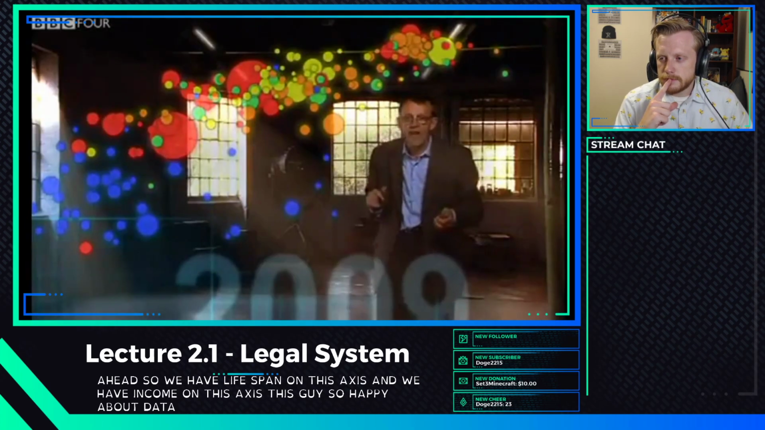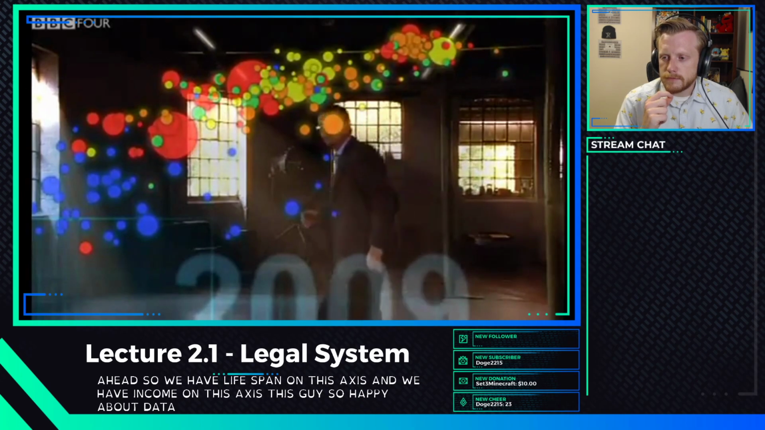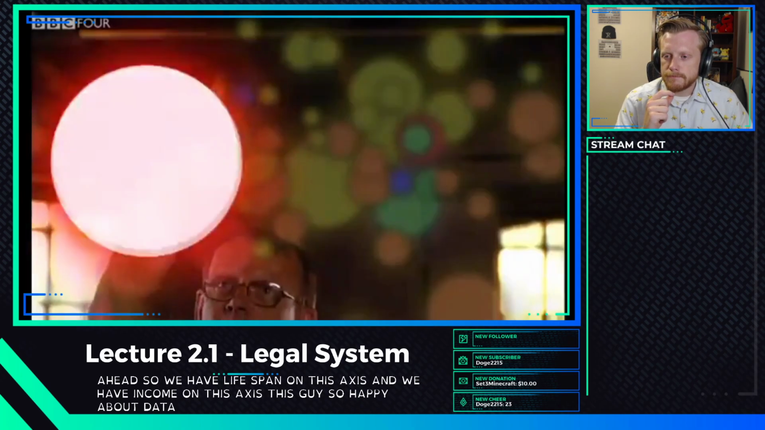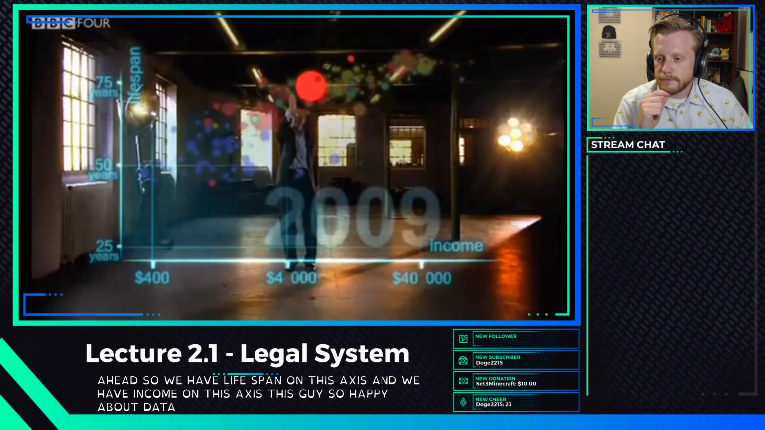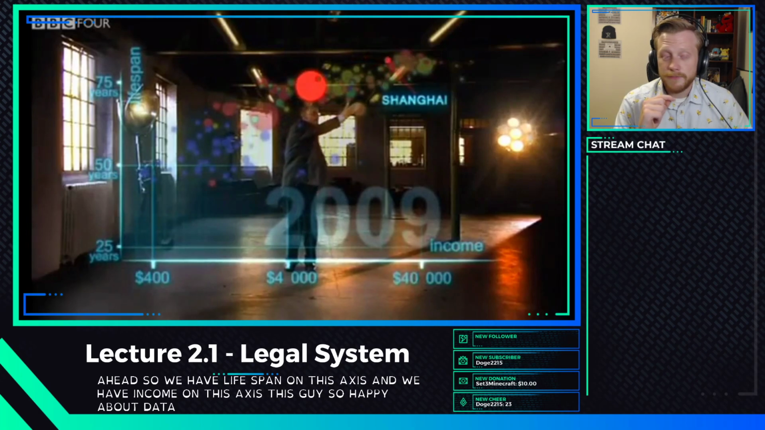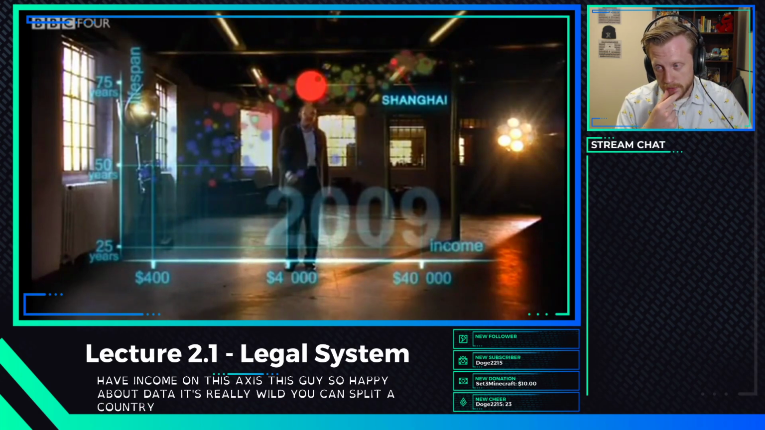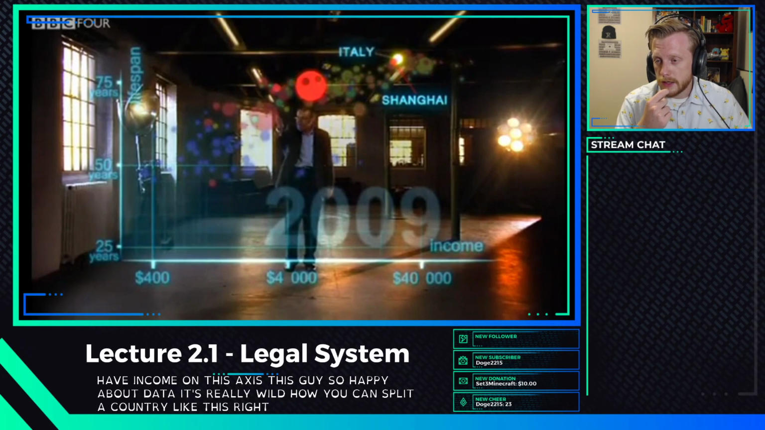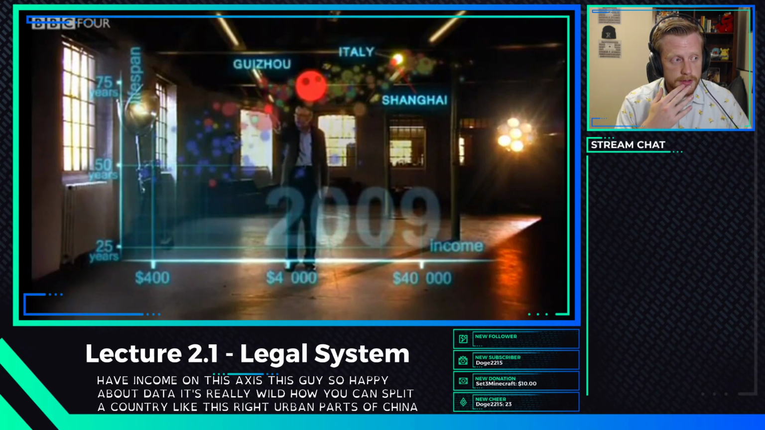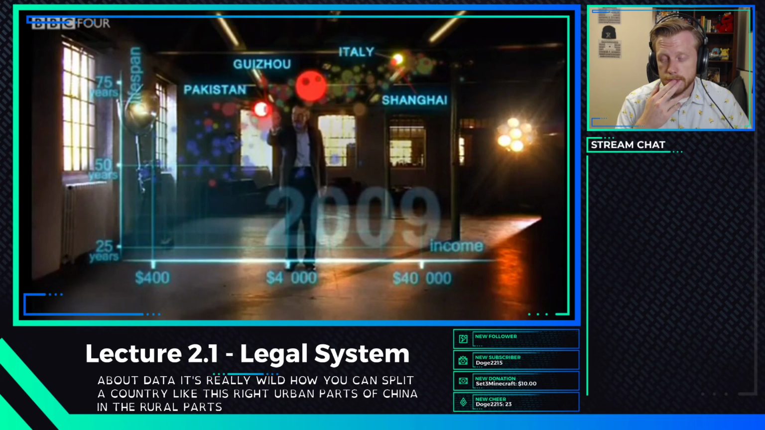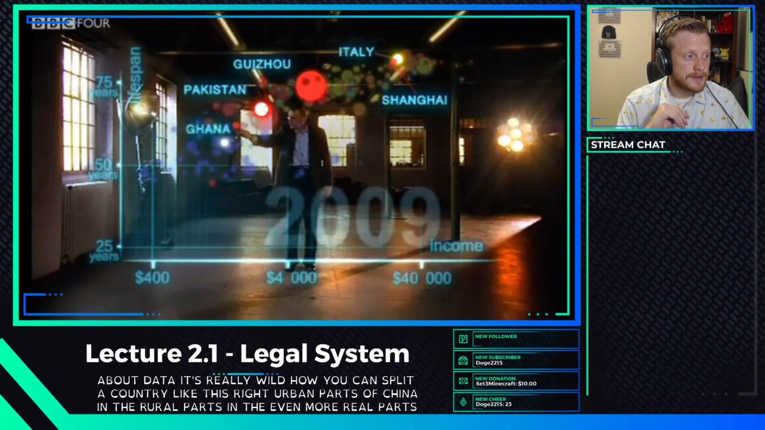These bubbles show country averages, but I can split them. Take China, I can split it into provinces. There goes Shanghai. It's really wild how you can split a country like this, right? Health as Italy today. And there, take the urban parts of China and the rural parts. And if I split it further, the even more rural parts are like Ghana in Africa.